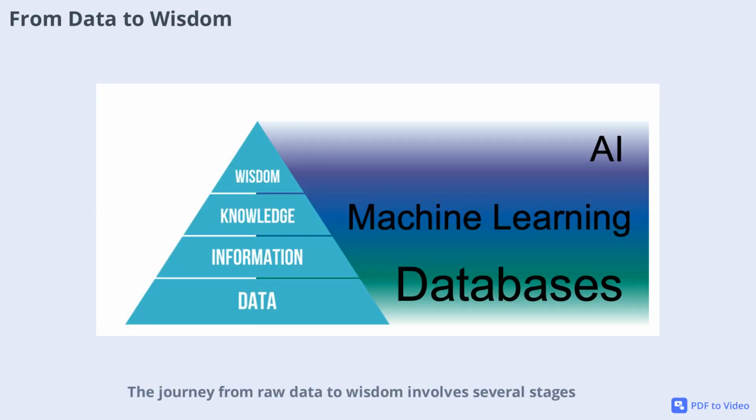The journey from raw data to wisdom involves several stages. Data is collected and stored, transformed into information, then synthesized into knowledge, and finally distilled into wisdom. Big data technologies focus on the first stages: storage, management, and processing, while machine learning and AI build on this foundation to generate insights and predictions. Understanding this pyramid helps clarify the scope and goals of data science as a discipline.